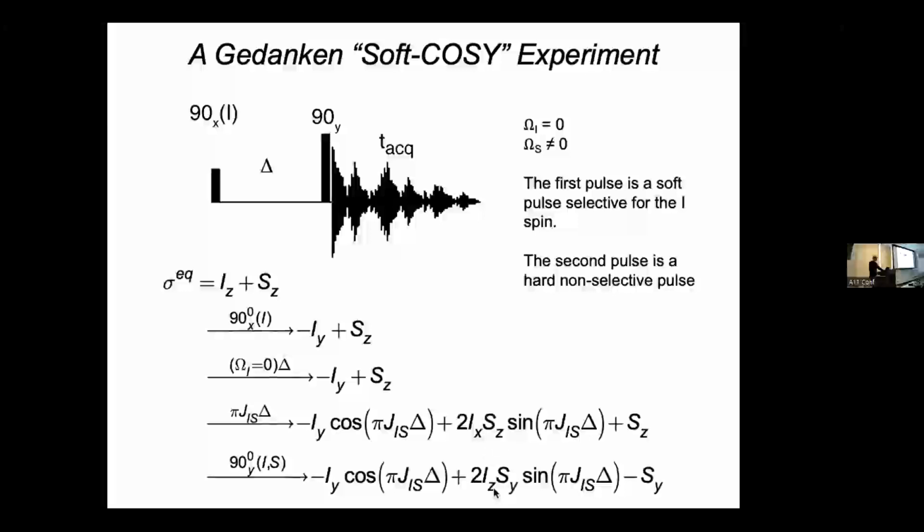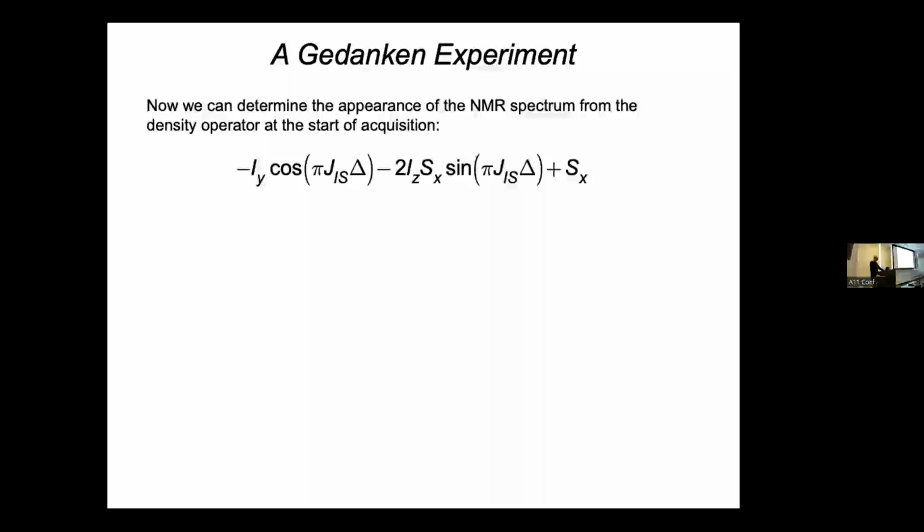But now when I turn on the receiver, what am I going to see? I'm going to have in-phase signals coming from this spin, in-phase signal coming from this spin, and an antiphase signal coming here. This antiphase signal is going to be superposed on the in-phase signal of the S spin, which is a little inconvenient, but the antiphase signal tells me I have a J coupling. No antiphase signal, no J coupling. Antiphase signal, I have a J coupling. But they're superposed on top of each other.